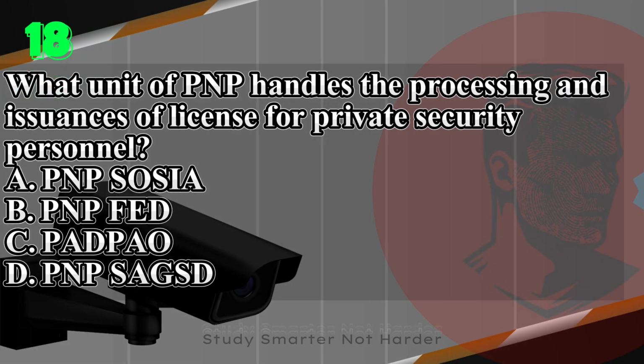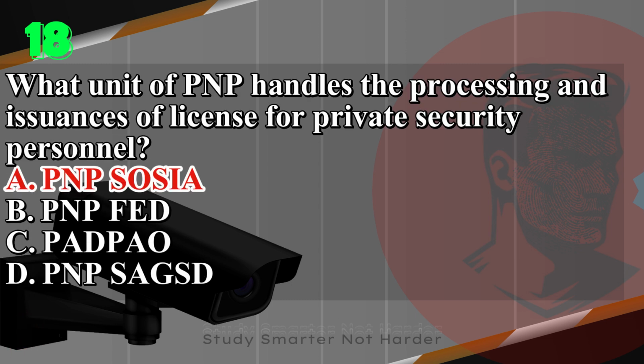18. What unit of PNP handles the processing and issuance of licenses for private security personnel? A. PNP SOSIA. B. PNP FEO. C. PADPAOW. D. PNP SAGSD. Answer: A. PNP SOSIA.